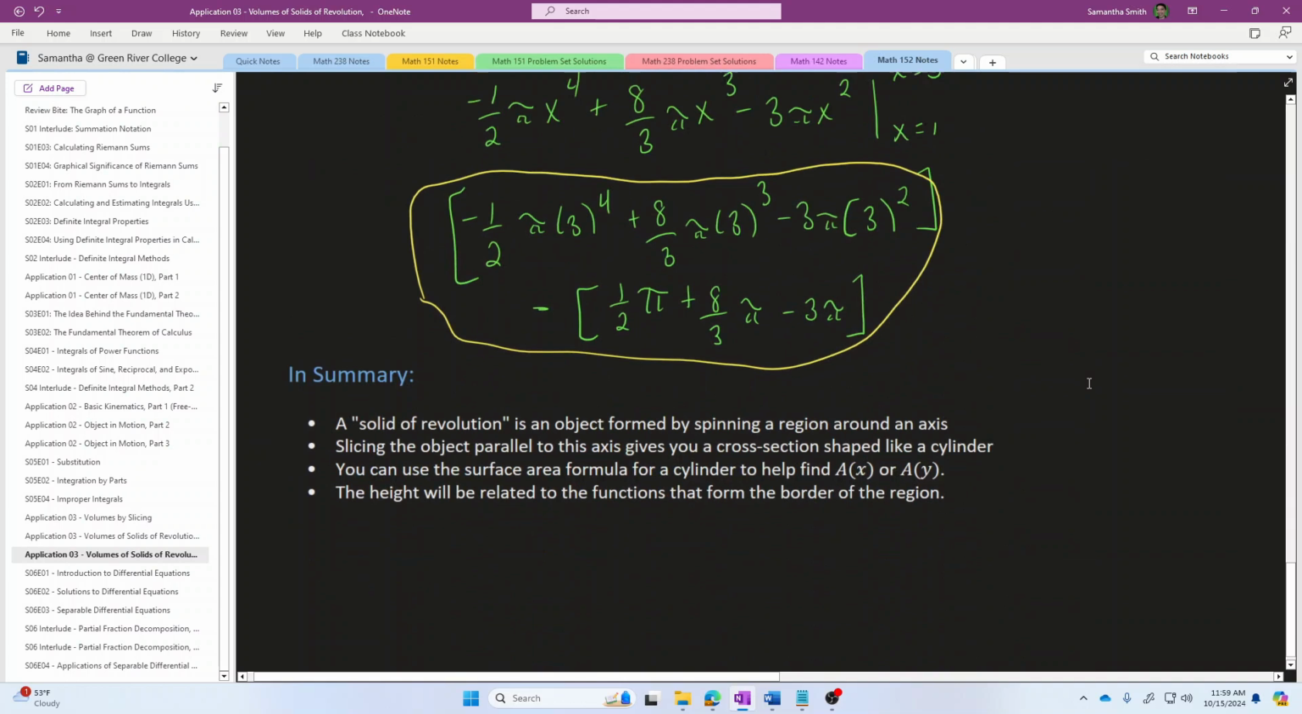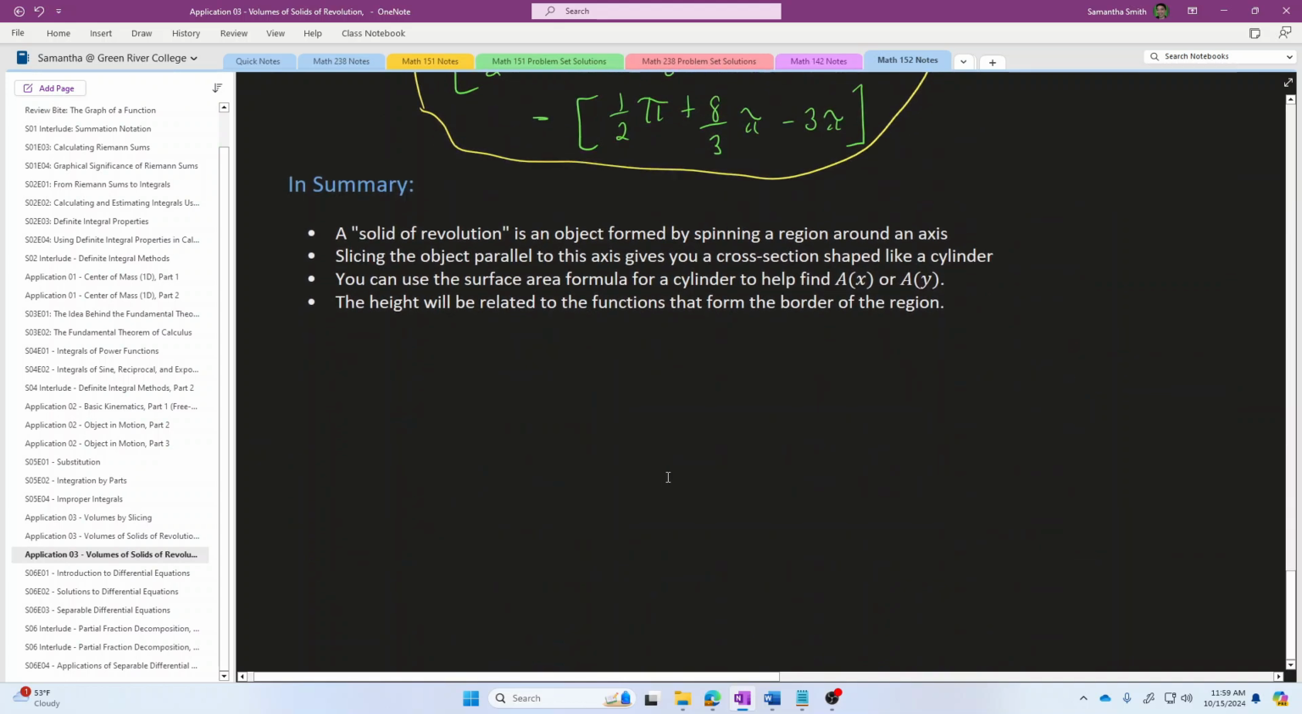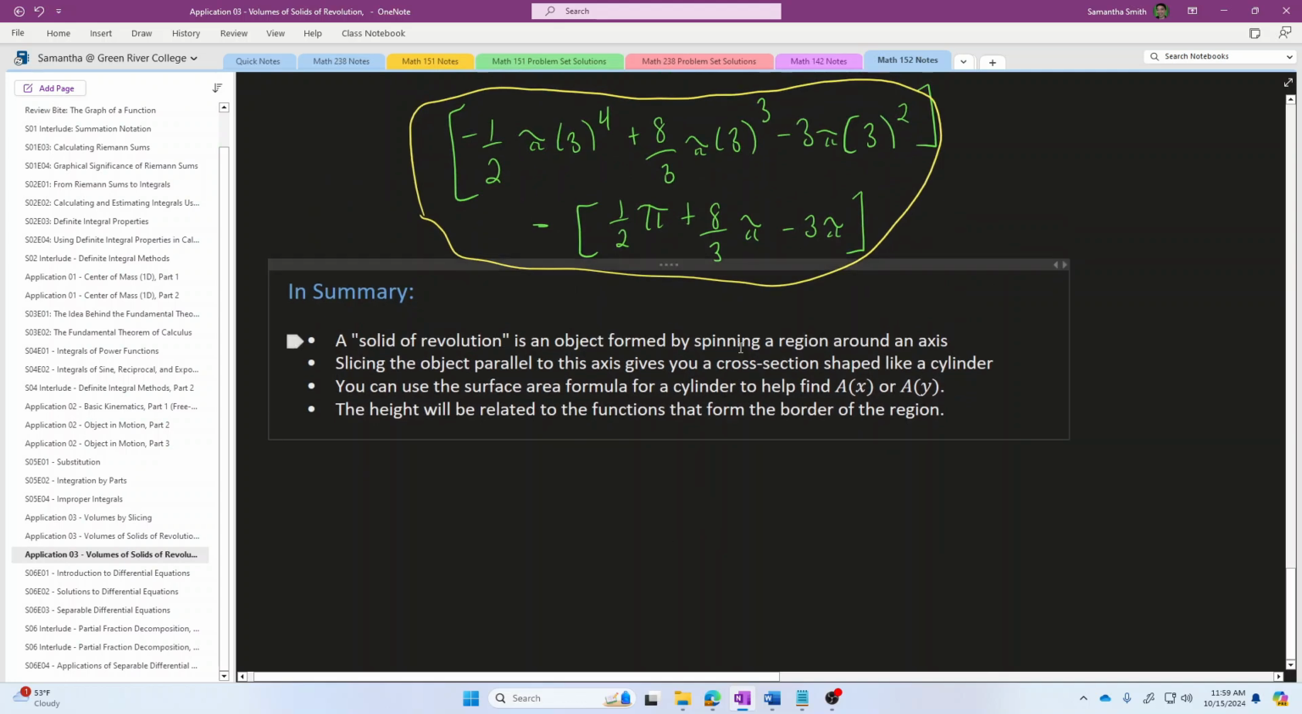Okay, to summarize, when we're finding the volume of a solid of revolution, which is an object formed by spinning a region around an axis, there are two main ways to go about it. You can either slice the object perpendicular to the axis around which you're spinning, or you can slice the object parallel to the axis around which you are spinning.